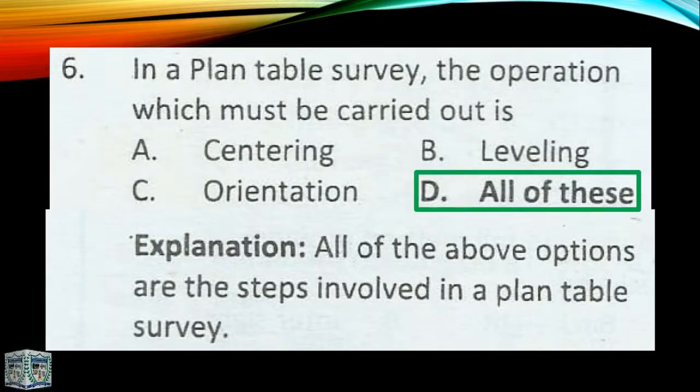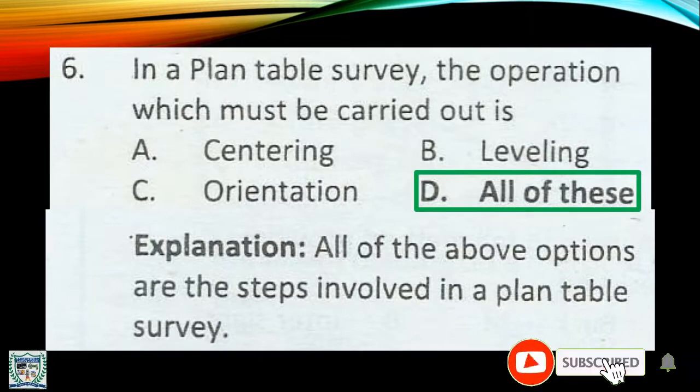Question 6. In a plane table survey, the operation which must be carried out is option A, centering, option B, leveling, option C, orientation. The option D, all of these, is the correct answer. All of the above options are the steps involved in a plane table survey.